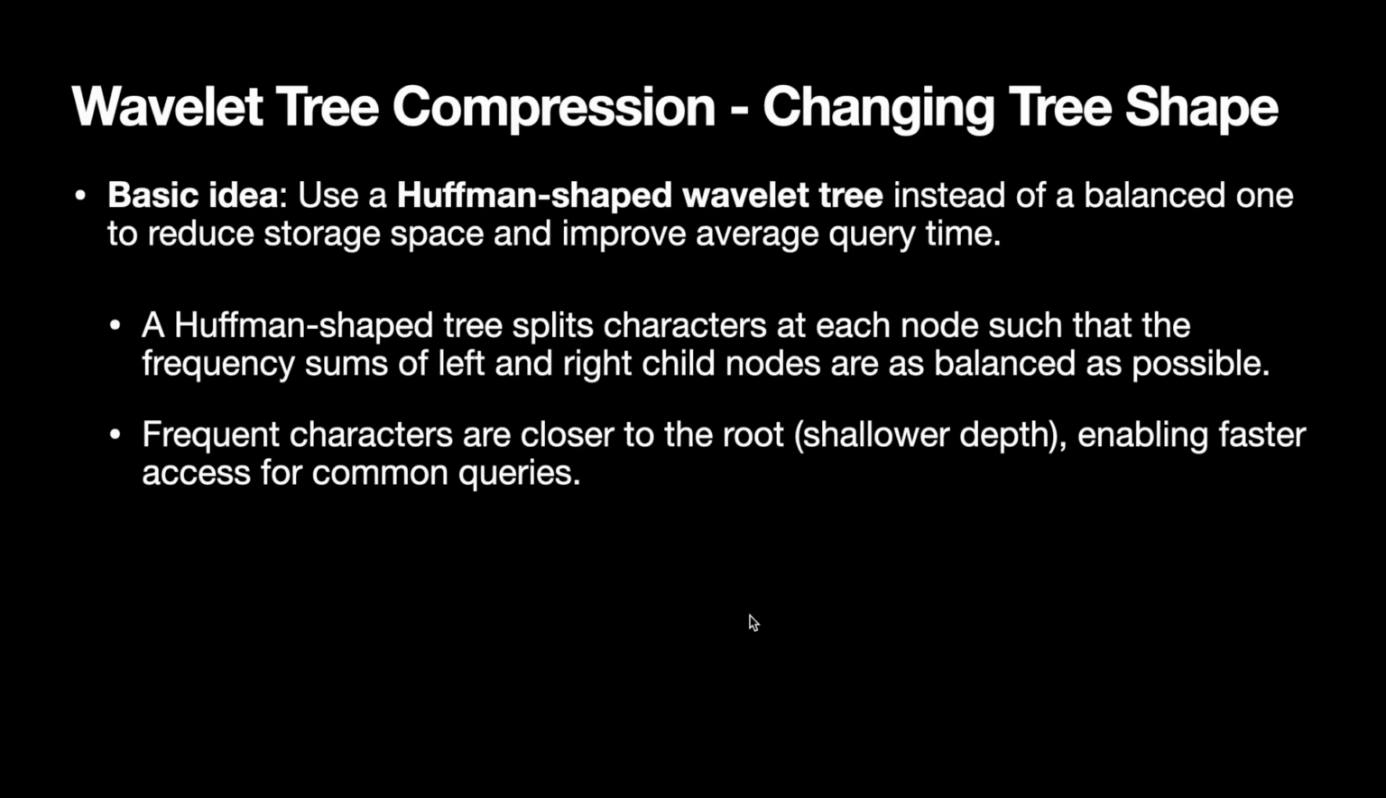Another option for compression is changing the tree shape. As a basic idea, we can use what's called a Huffman-shaped wavelet tree instead of the balanced one, which we saw with previous examples, in order to reduce the storage space and improve the average query time. A Huffman-shaped tree, in general, is going to split the characters at each node such that the frequency sums of the left and right child nodes are as balanced as possible.